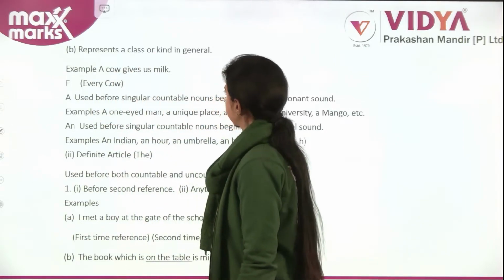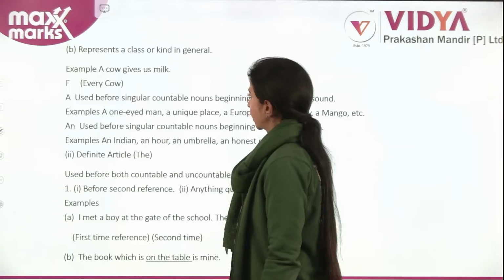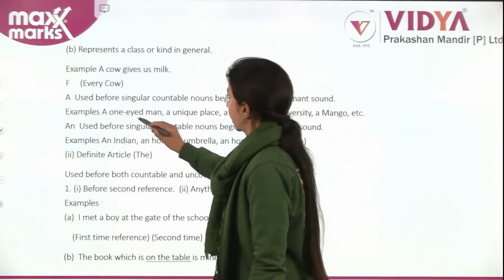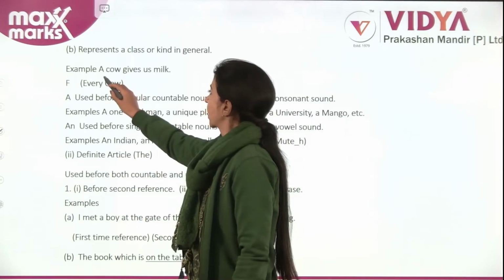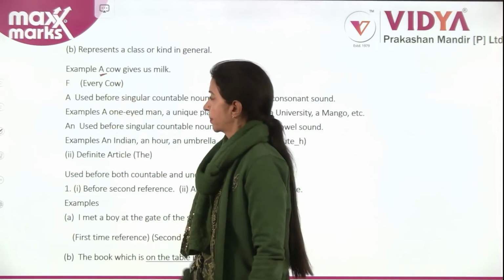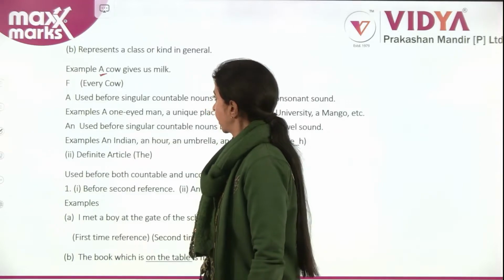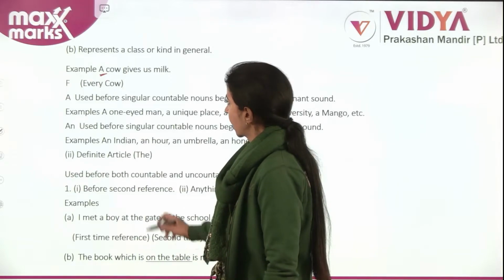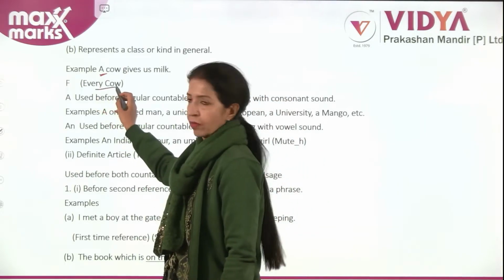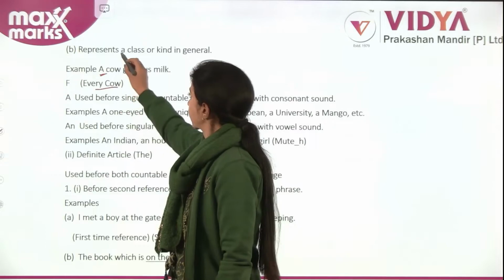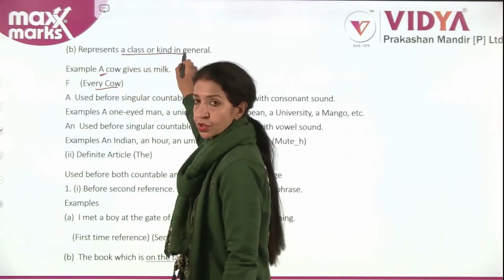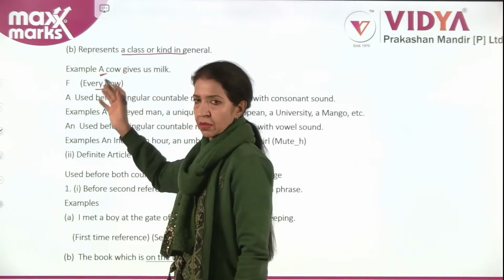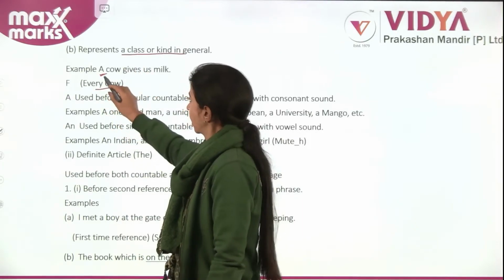Now represents a class or kind in general. Example, a cow gives us milk. A cow gives us milk. We are talking about every cow. Represents a class or kind in general. So, the cow is representing all the cows, but we are using a cow.